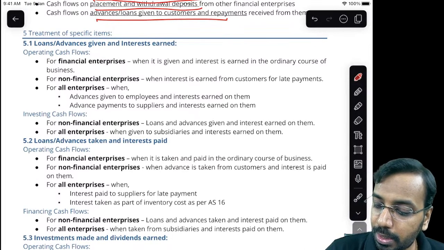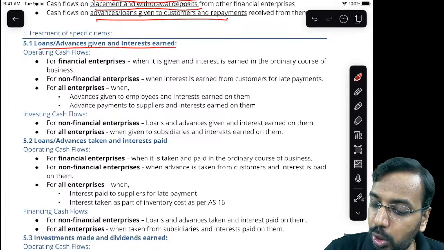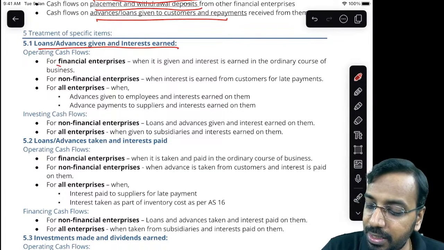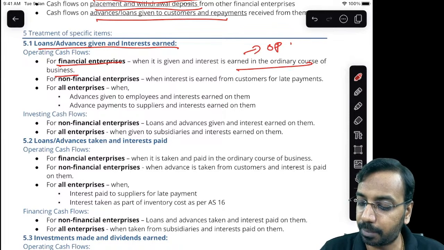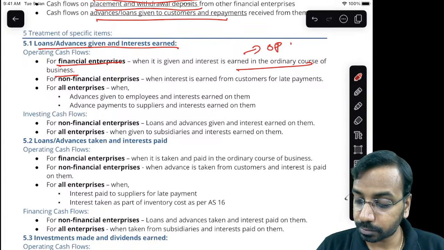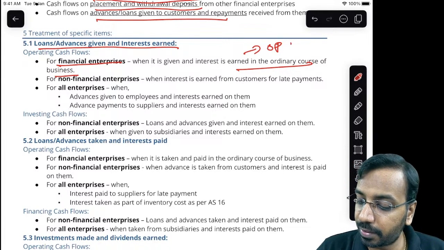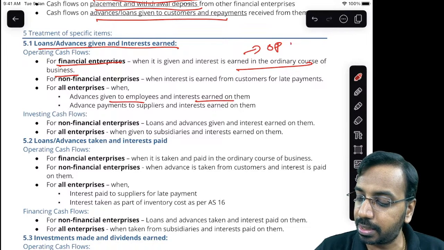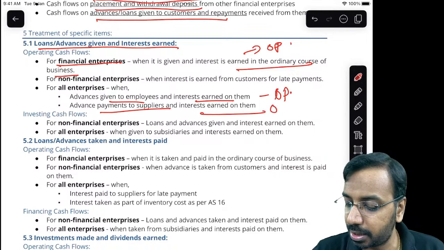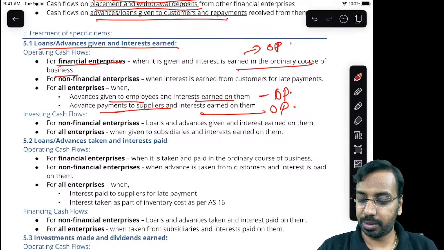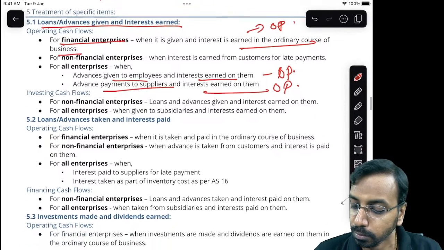Now, if you have given loan and earned interest, if it is a financial enterprise, then it is ordinary course of business and hence it will be an operating activity. Now, if you have given advance to employees and earned interest, then this becomes operating activities. If you have made payment to suppliers and earn interest, this also is an operating cash flow, right?